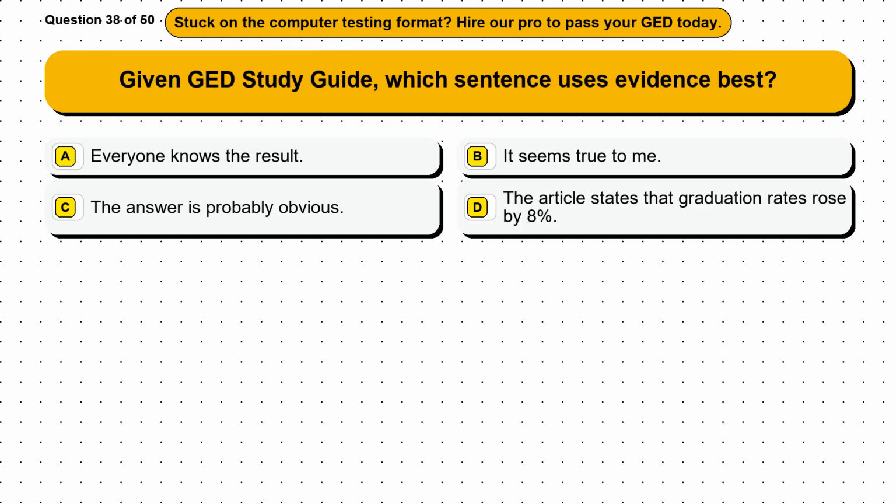Question 38. Given GED Study Guide, which sentence uses evidence best? Option A. Everyone knows the result. Option B. It seems true to me. Option C. The answer is probably obvious. Option D. The article states that graduation rates rose by 8%.